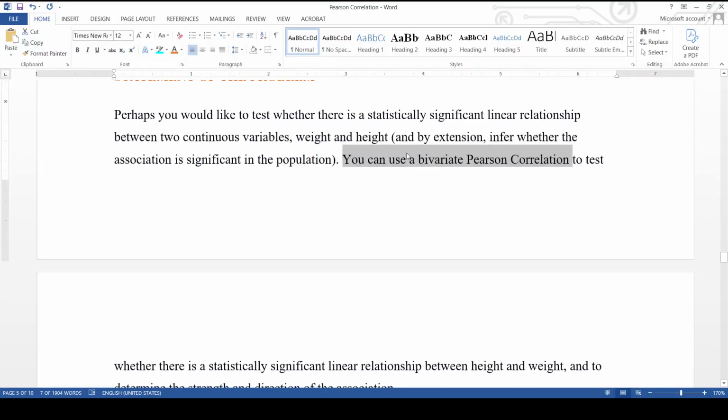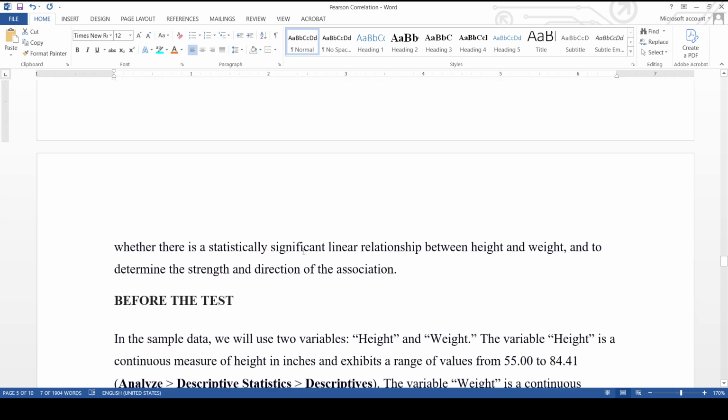So here we are asked to use a bivariate Pearson correlation to test whether there is a statistically significant linear relationship between height and width. And to determine the strength and direction of association. Remember, the strength is it weak or what?